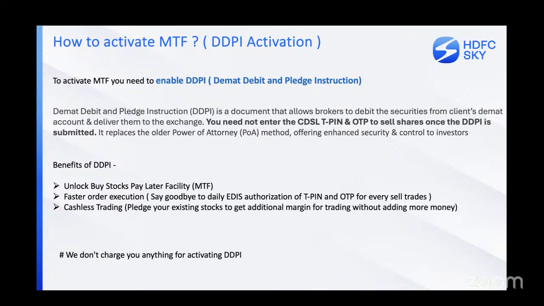Okay. Now that 70,000 you can utilize in order to take any trade which you wanted to. So here what happened is that you were able to take a position without adding any funds into your demat account. Why? Because you were already having 1 lakh rupees and you were able to place that because you had activated your DDPI. So cashless trading facility is something which gets activated when you enable your DDPI. These are the major three benefits of activating the DDPI.